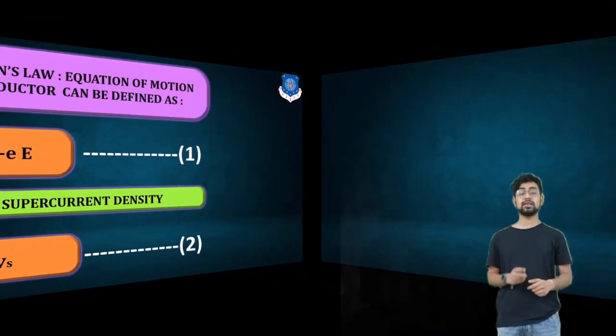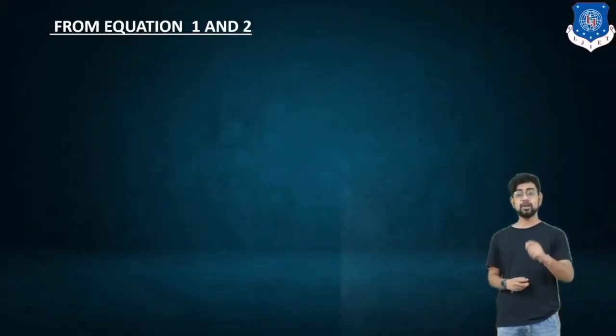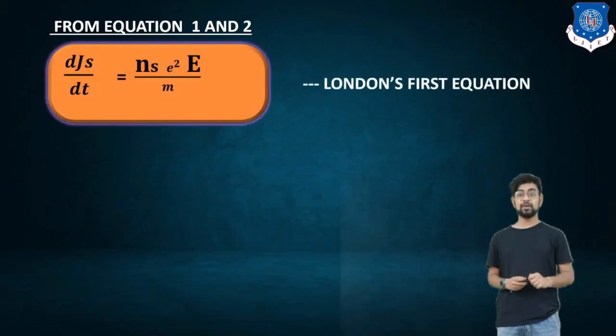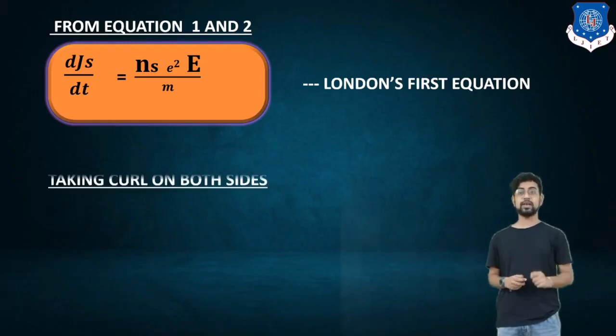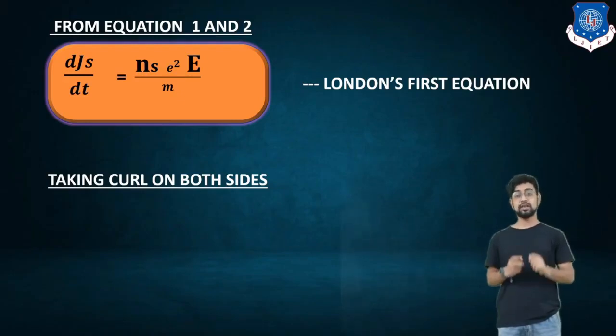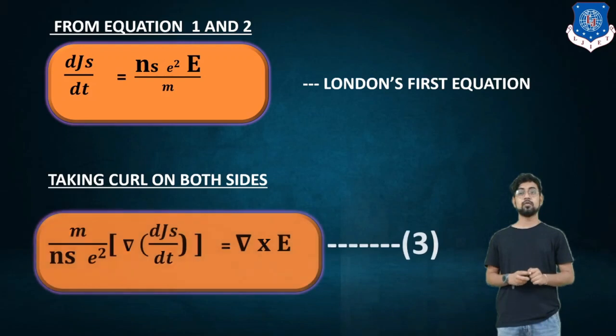So from the first and second equations, when we equate them, we will get dJs/dt equals ns e square E upon m, and that is London's first equation to be derived. Now after getting the first equation, what will we do? Taking curl on both sides. After taking the curl on both sides, we get m upon ns e square times curl of dJs/dt equals curl of the electric field. That would be our third equation.